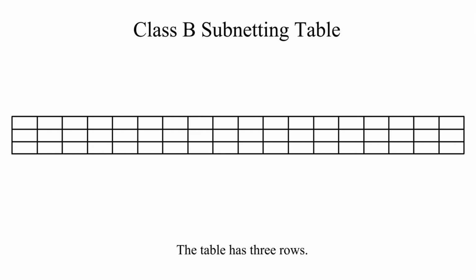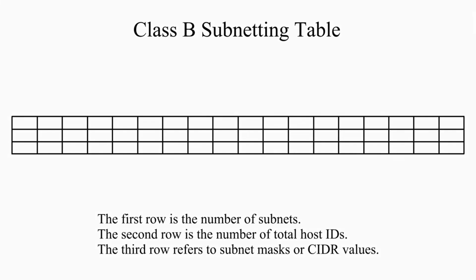The table has 3 rows. The first row is the number of subnets. The second row is the number of total host IDs. The third row refers to the subnet masks or CIDR values.